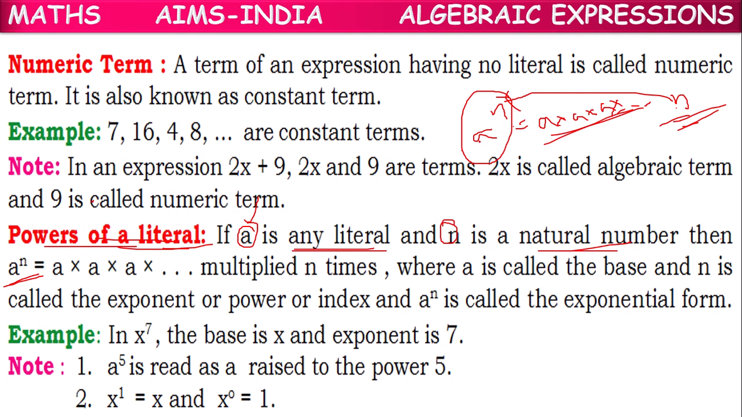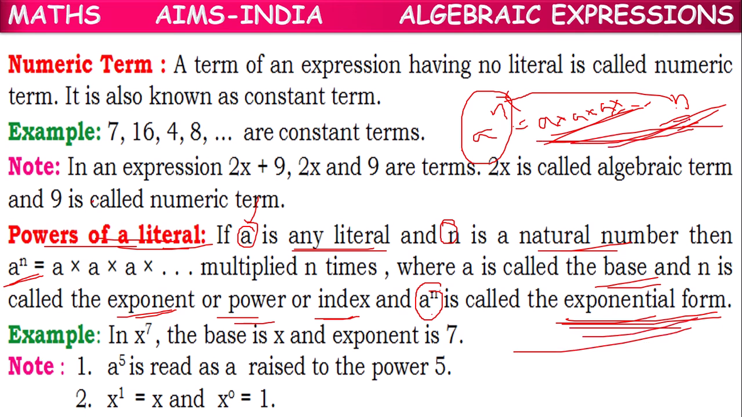Where a is called the base and n is called the exponent or power or index, and a power n is called the exponential form of this multiplication, or of this product. So, suppose we have x power 7.